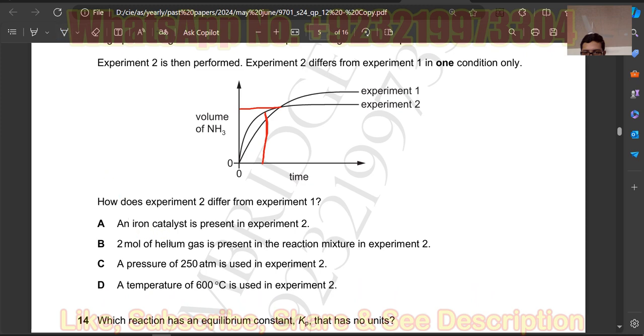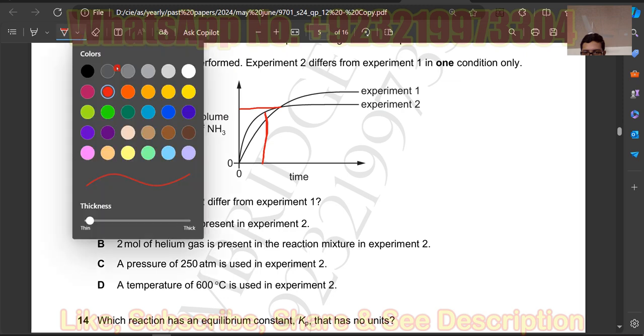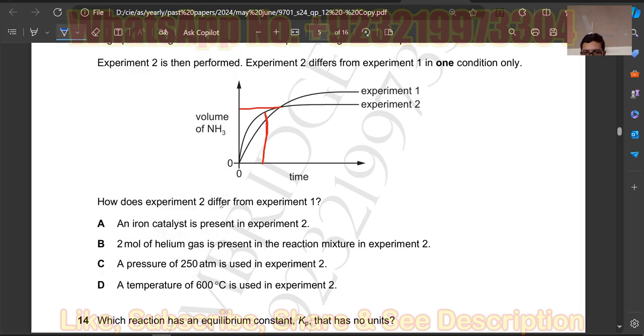All right, so statement number 1 says that iron catalyst is present in experiment number 2. Okay, so if we say that iron is present, then definitely the speed of the reaction has increased.